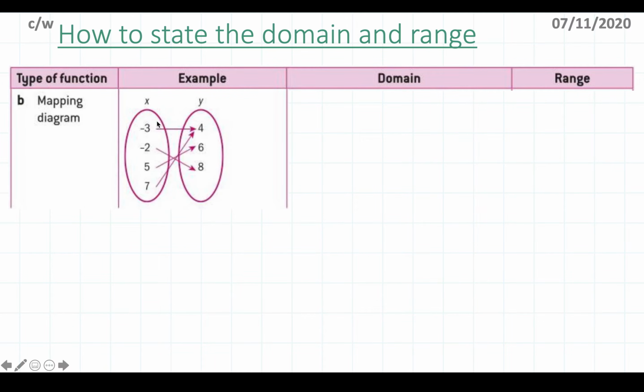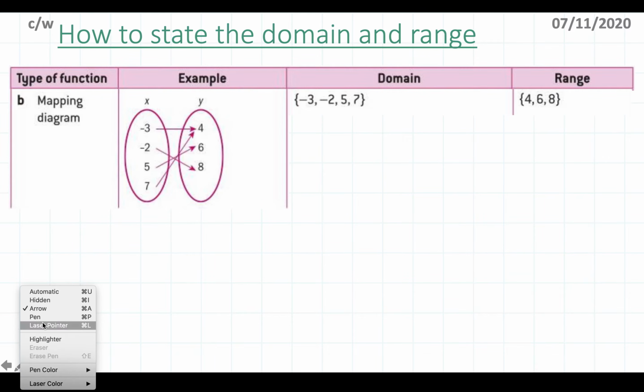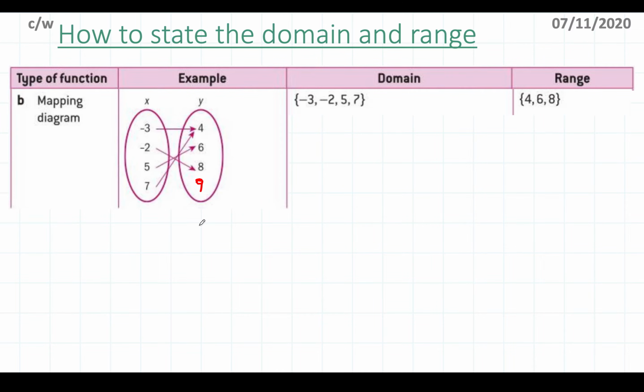If you have a mapping diagram, again, where you start your mapping, that's your input. So you have -3, -2, 5, and 7. Notice how we're using curly brackets to denote set notation. And then the range is just the output, whatever you get, 4, 6, and 8. Now, if your mapping includes an additional number, like 9, that doesn't get mapped to, it means that it's not within your range. It means that none of the inputs are giving you this output, so you don't include it in your range. So range is actually whatever your function outputs. If my function is not outputting a 9, then it's not part of my range.